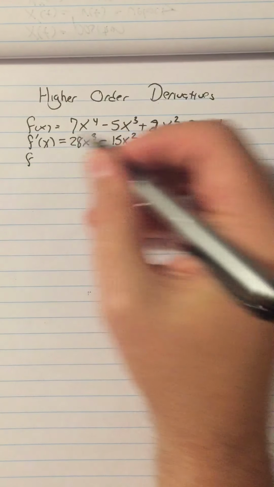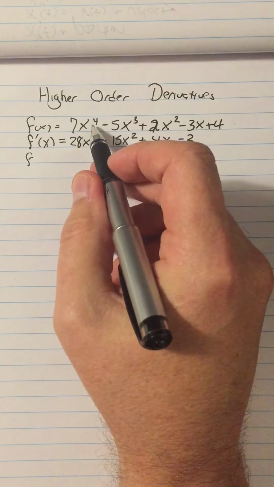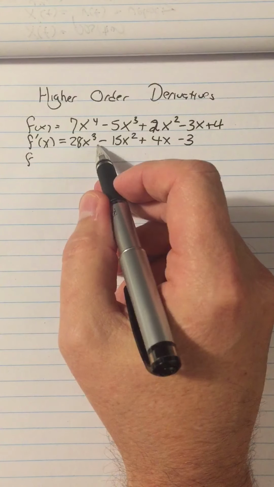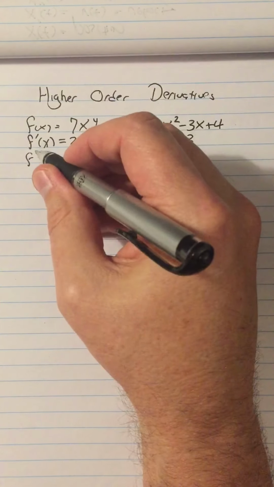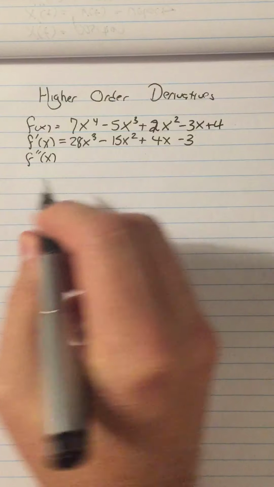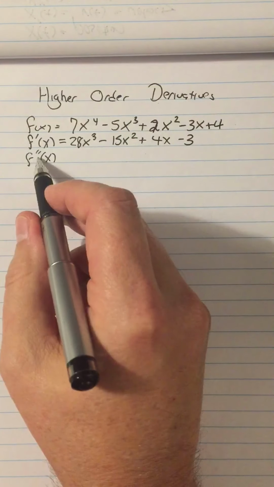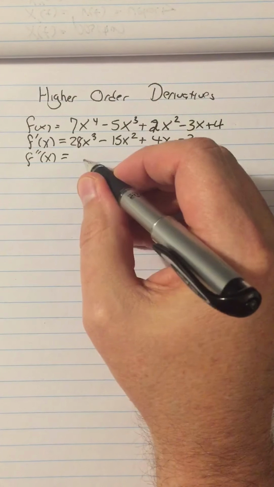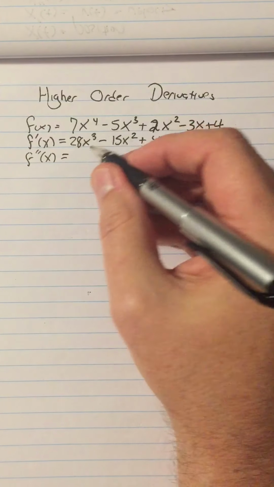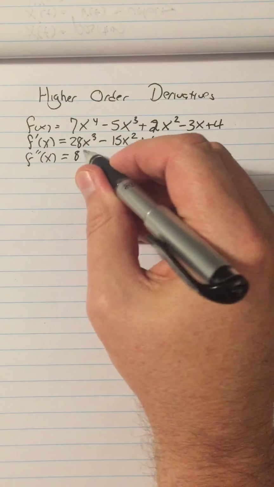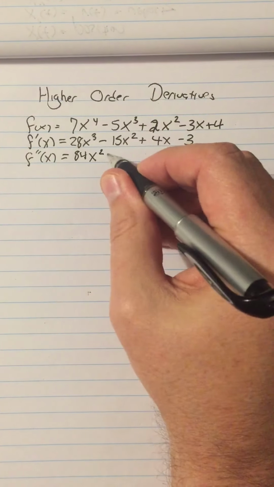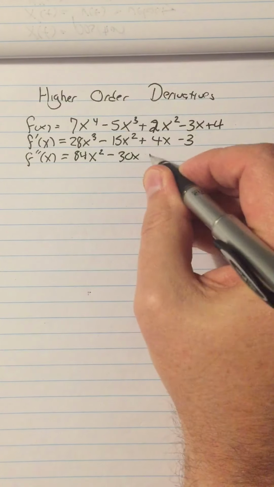All right, since I started with a function and the derivative gave me a function, what's to stop me from doing that again? In fact, I can, and that's what we call the second derivative, or f double prime. And so that's going to be, what's 28 times 3? I guess it's 84 or something. 84x squared minus 30x plus 4.